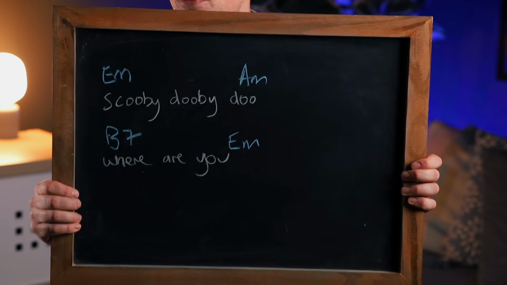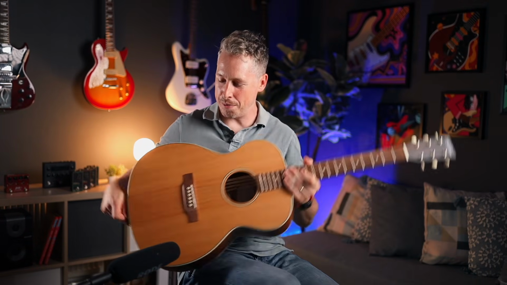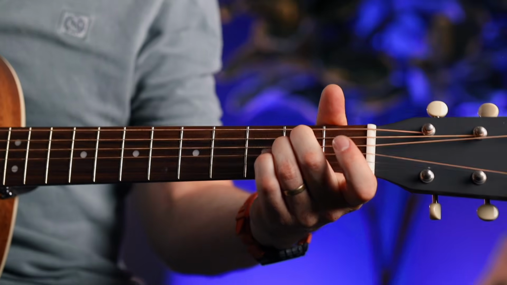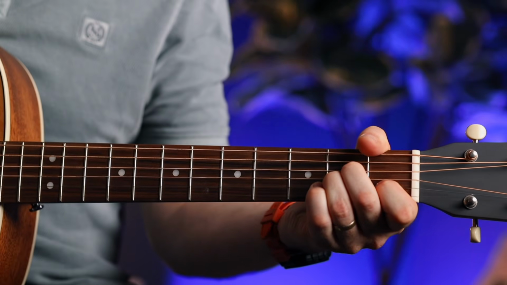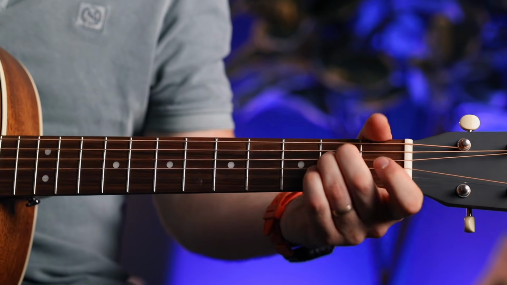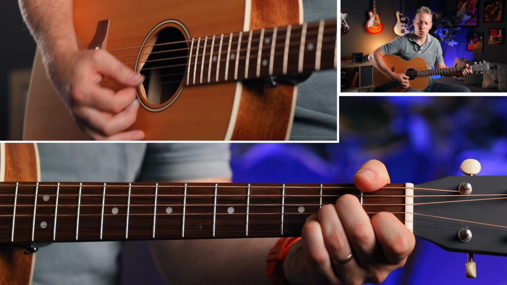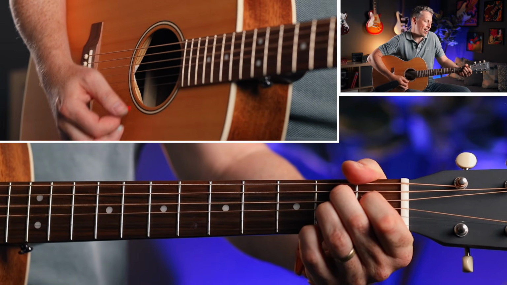So this has got a lot of flaws in my opinion. If you see this style of playing, the concept is something like, I've got an E minor, an A minor, a B7, and an E minor. So I would have had a rough idea. It would be like, Scooby-Dooby-Doo, where are you?